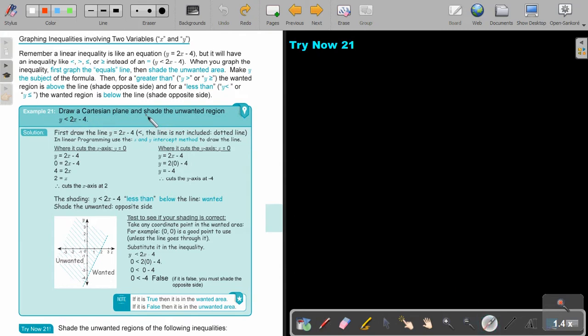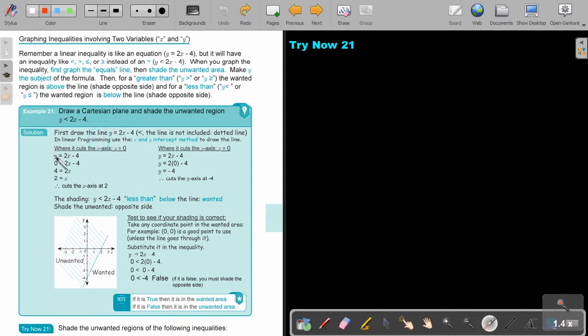Draw a Cartesian plane and shape the unwanted region. So again, first I'm going to draw the straight line, but don't use a table. In this case, because I'm not doing it on graph paper and I want a fast method, use the method. So first draw the line. Where it cuts the x-axis, you make y 0. And where it cuts the y-axis, you make x 0. So always just find those 2 points and draw a line between them.